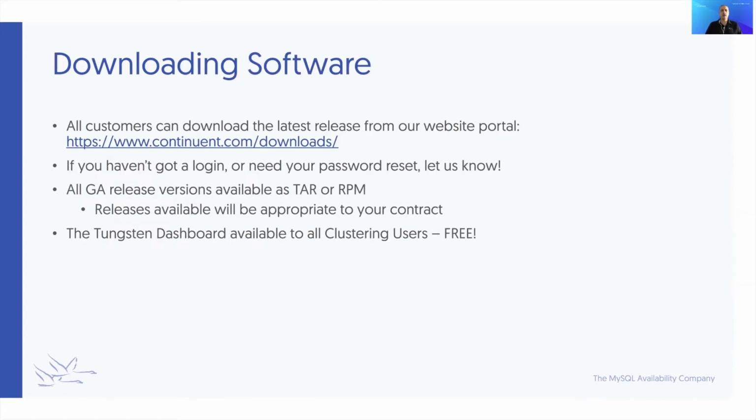So downloading software. You can download the packages that you are licensed to download from continuent.com/downloads. You should have a login. If you don't, or if you need your password reset, then please do reach out to us and let us know so that you've got access to the software that your business is licensed for. If you are a clustering user, you will also be able to download the dashboard packages from there, as that is free for clustering users. Dashboard doesn't yet support standalone replicator, but when it does, that will also be available for you at that point.